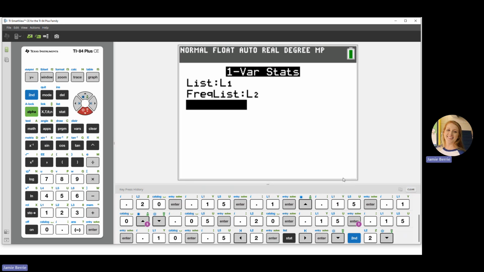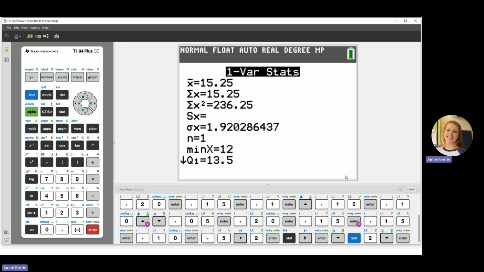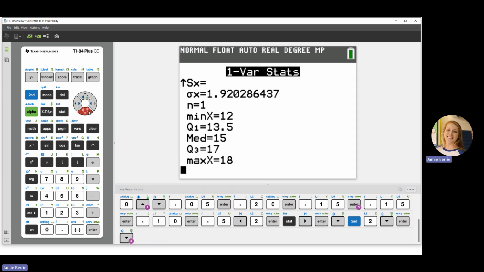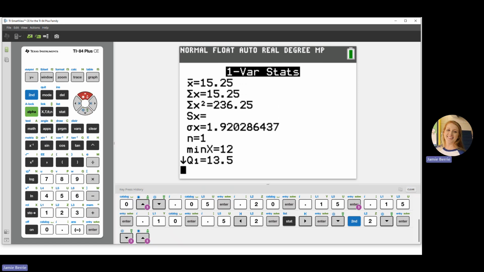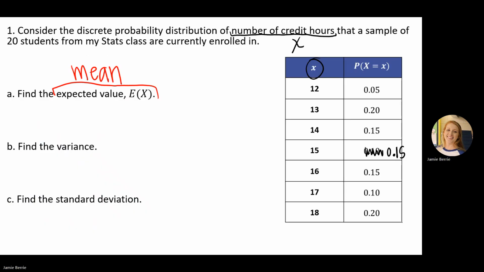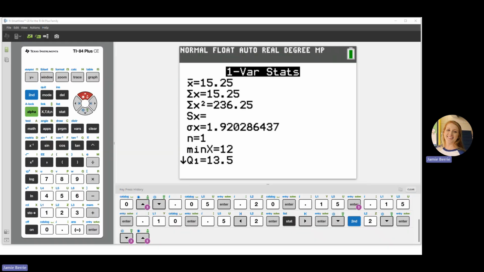Then we go down to calculate, hit enter, and there's all of our one variable statistics. So we've got our mean, we've got our standard deviation right there, and we've got our quartiles, our maximum, our minimum. All right, so let's go back to our screen. All right, our expected value was 15.25.